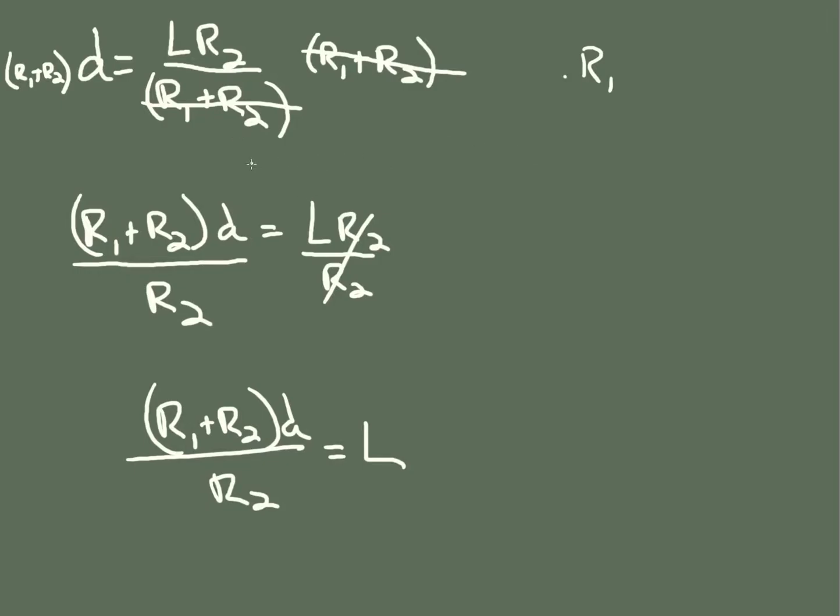If we would have had something like L times R2 over R1 times R2, then you could have done that. But because we had that addition sign in there, you can't do that.